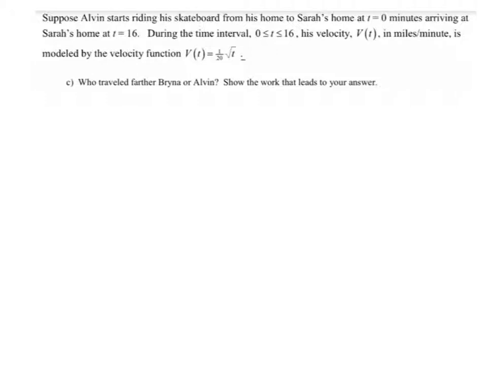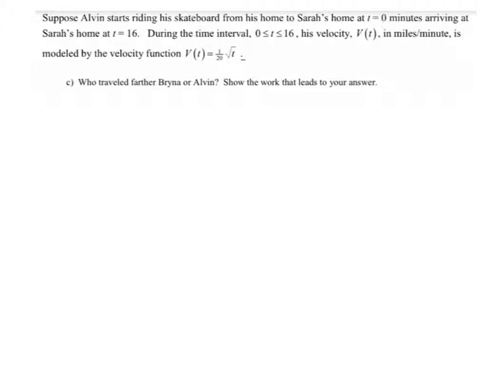All right, so this question continues on, but it introduces a new character and a new scenario. It says, suppose Alvin starts riding his skateboard from his home to Sarah's home at t equals 0 minutes, arriving at Sarah's home at t equals 16. During the interval 0 less than or equal to t less than or equal to 16, his velocity in miles per minute is modeled by the velocity function v of t equals 1/20th square root of t. All right, the first question is, who traveled farther, Brina or Alvin? Show the work that leads to your answer.